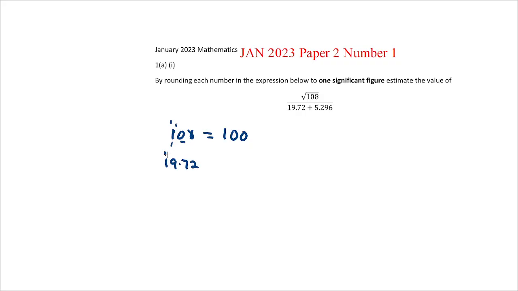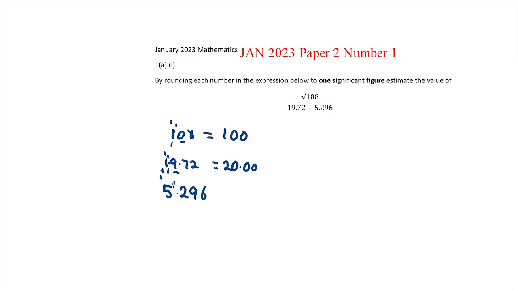19.72. This is 1. You draw a line here. 9 is more than 5. Add 1. 1 plus 1 is 2. So it'll be 20. You don't need to put 20.00. It's understood that after a decimal point, it's 0. So we don't usually put 0.00 because it's all understood, right?